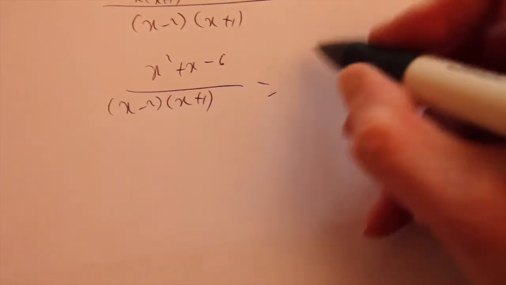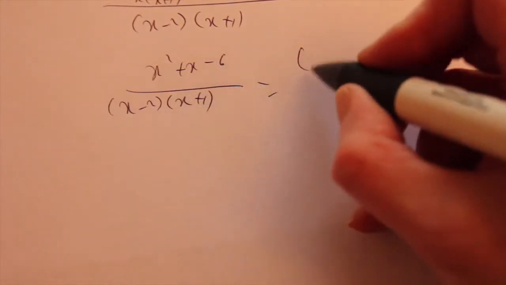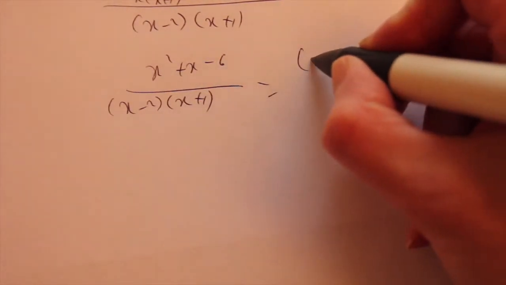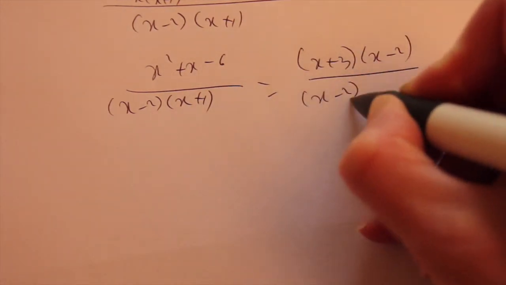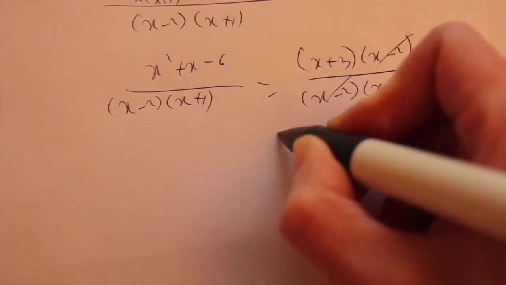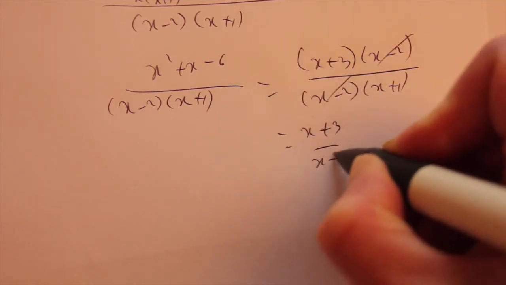Can you factorise the top to simplify down at the end? What multiplies to give minus 6 and adds to give 1? It's 3 and minus 2. X minus 2, x plus 1. Cancel, giving you x plus 3 over x plus 1.